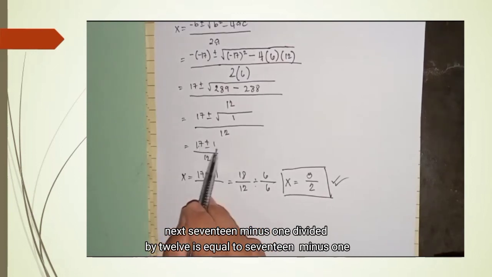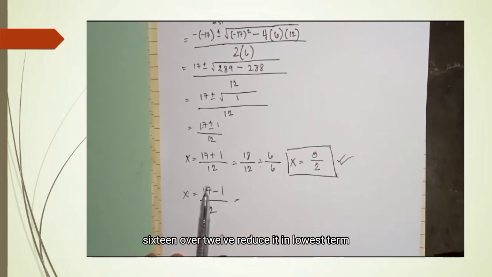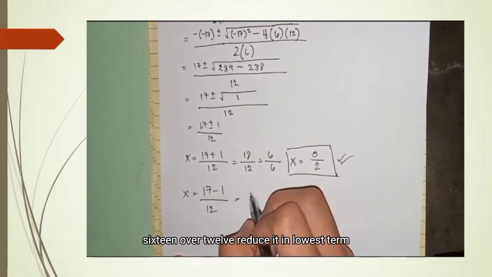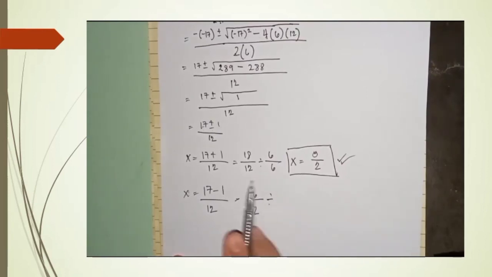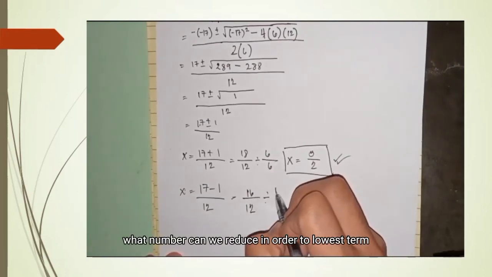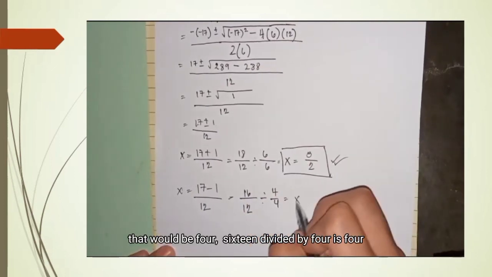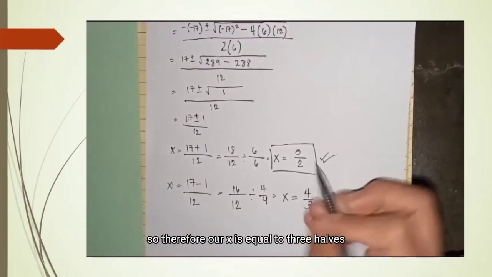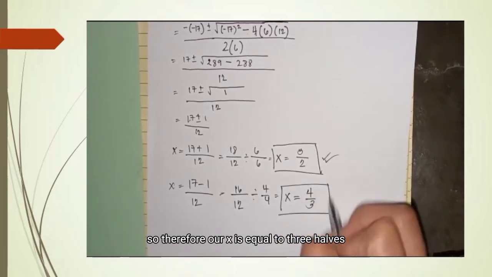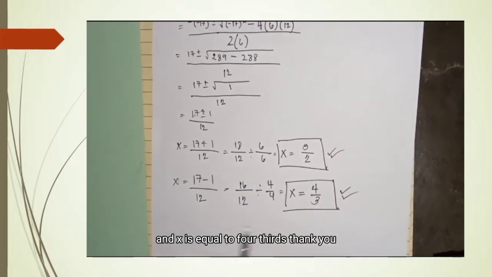Next, 17 minus 1 divided by 12 is equal to 17 minus 1, 16 over 12. Reduce it to lowest terms. What number can we divide by in order to reduce to lowest terms? That would be 4. 16 divided by 4 is 4, and 12 divided by 4 is 3. So, therefore, our x is equal to 3 halves and x is equal to 4 thirds.